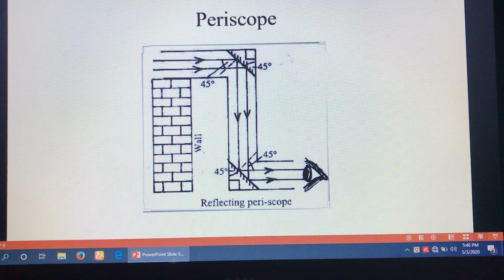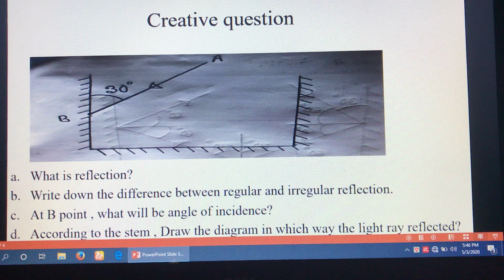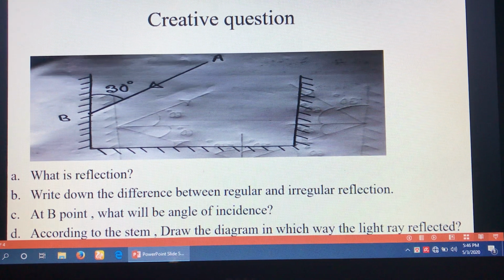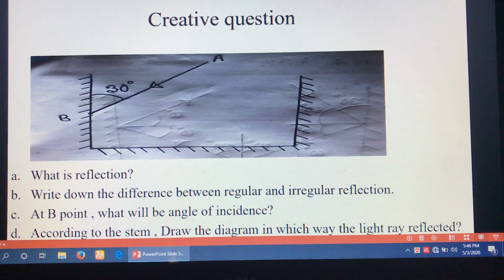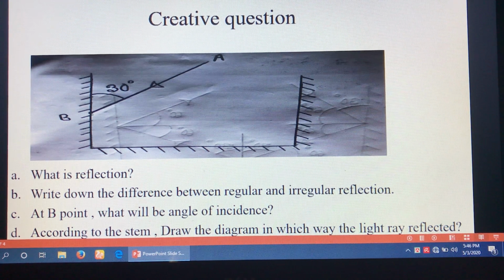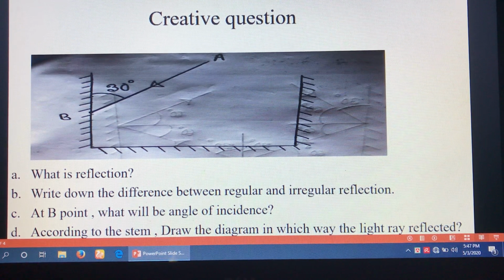Now next, one creative question practice. Look at the picture. AB is the incident ray. The angle between the mirror and the incident ray is 30 degrees.